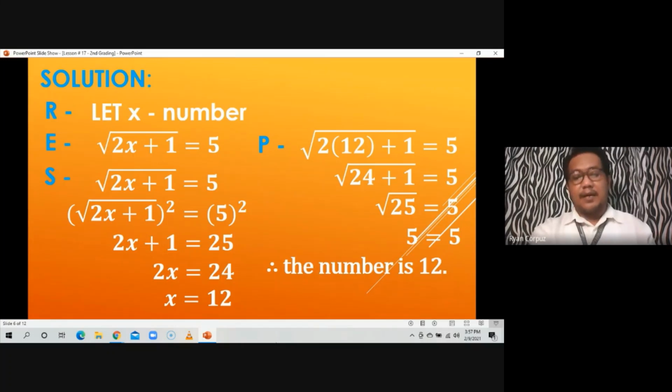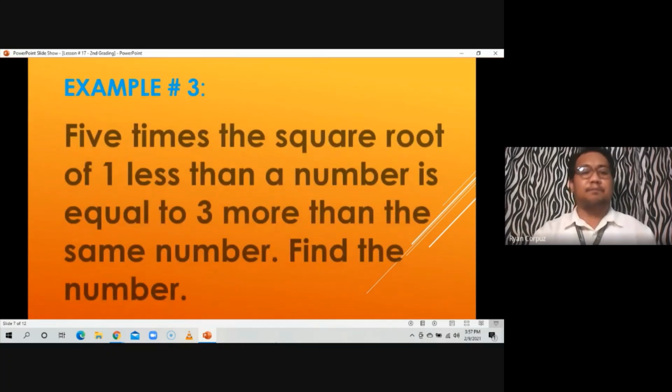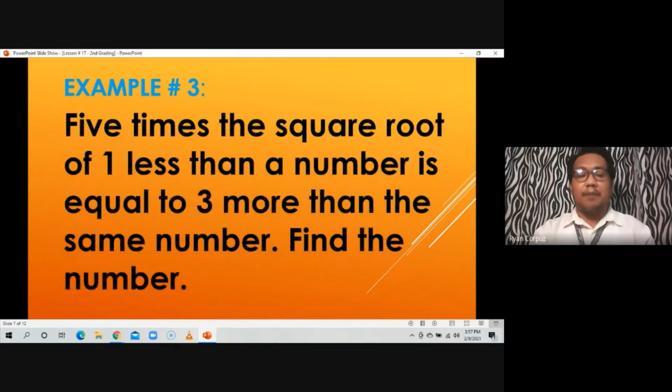And so let's try another example. Let's have number 3. Again, let me read problem number 3. So example number 3, the problem is: 5 times the square root of 1 less than a number is equal to 3 more than the same number. Find the number. 5 times daw the square root. Ibig sabihin yung 5 na yon is outside. 5 times the square root of 1 less than a number. We made use of the words less than, at since baliktad ulit yon.